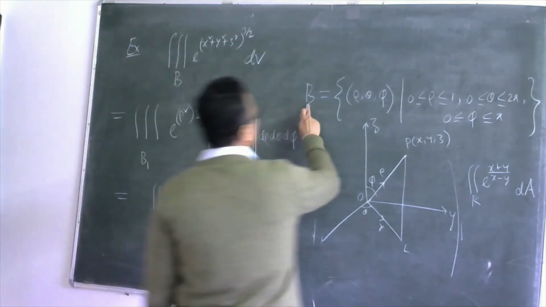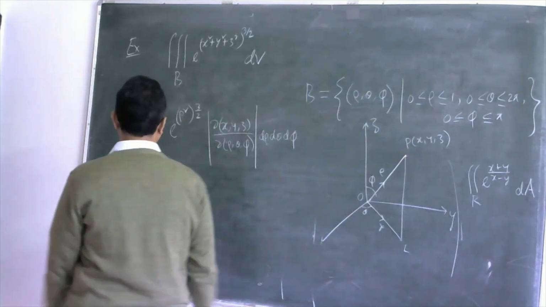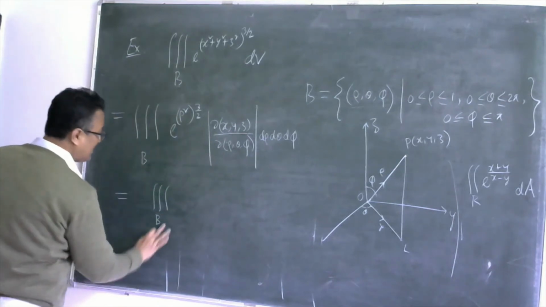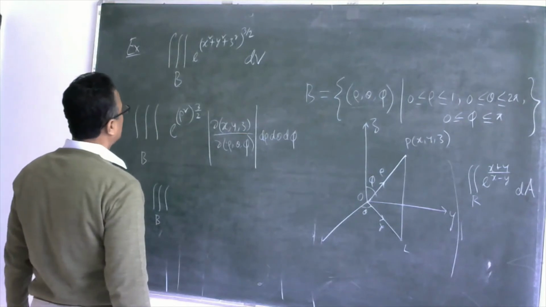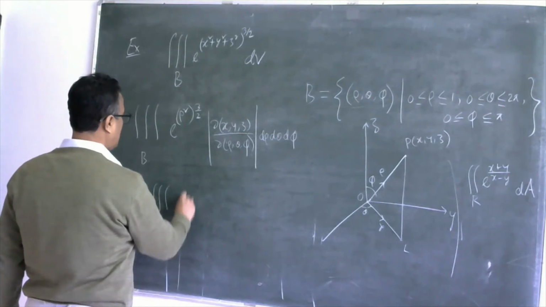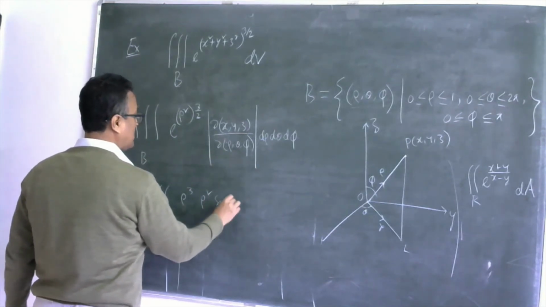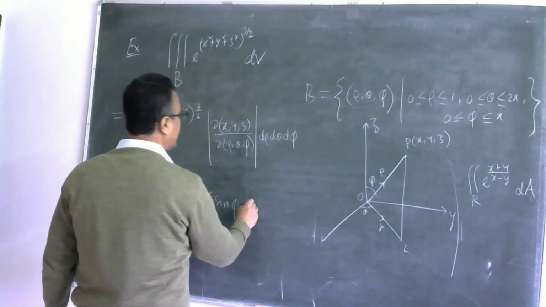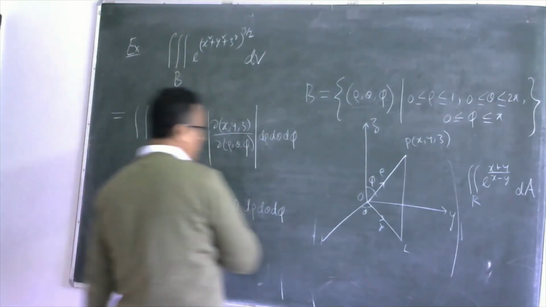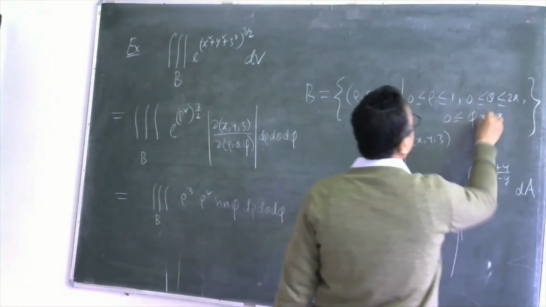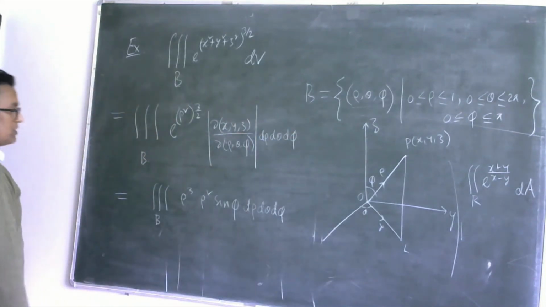Because they have used B as given in the rho theta phi, let me keep it like B only. Okay, fine. So then this becomes rho cube, and you know that this is rho square sine phi, and then d rho d theta d phi, and the limits of your rho, theta and phi are as given by this, so we don't need to worry about this.